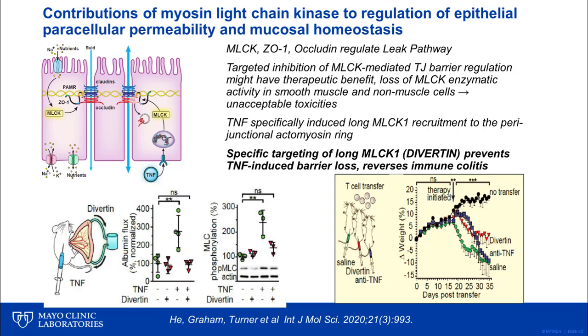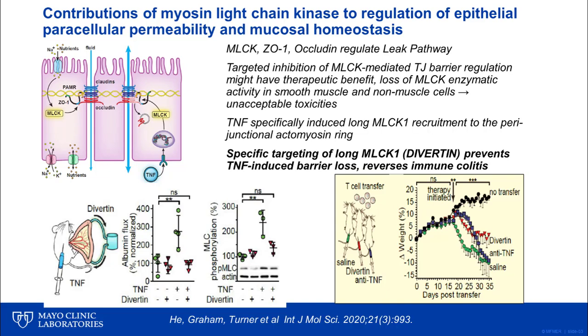But if you give a substance which targets the myosin light chain kinase 1 isomer, that actually prevents the damage to the actomyosin ring, which is important for that leak pathway. And basically what I'm showing you here is that this substance called divertin, which has this property of restoring the myosin light chain kinase, actually reduces the amount of albumin loss, reduces the amount of phosphorylation of the myosin light chain kinase.